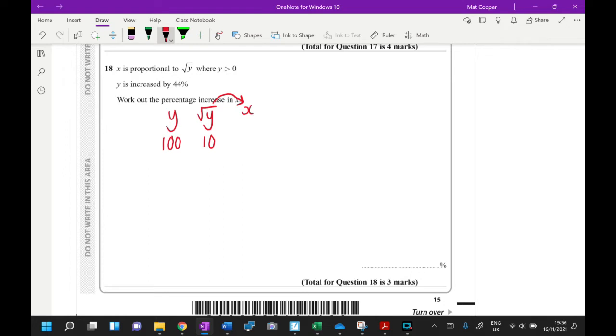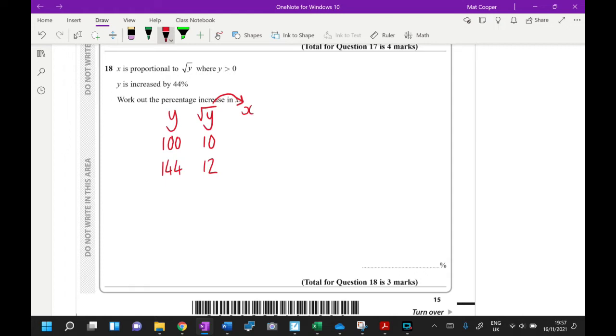Now if y is increased by 44%, what will it become? What do you get if you add 44% onto 100? I hope you can see that's 144. And that's why I chose 100 in the first case, because it's easy to increase 100 by 44%. It would have been silly to have chosen a different number. Okay, so what's the square root of 144? That's 12. That means that x is going to be equal to some multiplier times 12, the same multiplier as it was when we had 10.